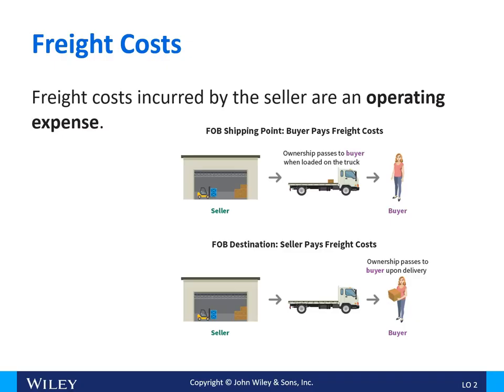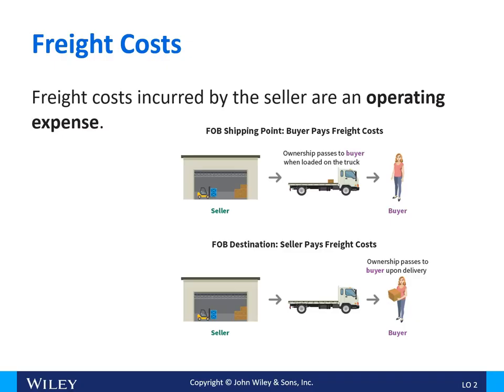So what do those terms really mean? FOB stands for free on board. So it's just a shipping phrase or term. Free on board shipping point means that the seller is offering the goods at the shipping point. That's where the ownership passes to the buyer, and the seller has no further responsibility after the shipping point. So the buyer has to arrange the shipping. They have to pay for getting a truck there and shipping the goods to themselves.